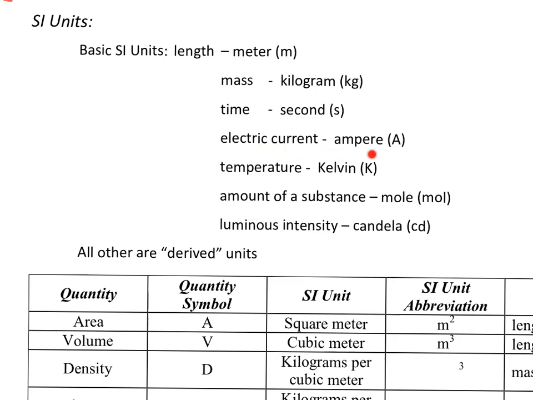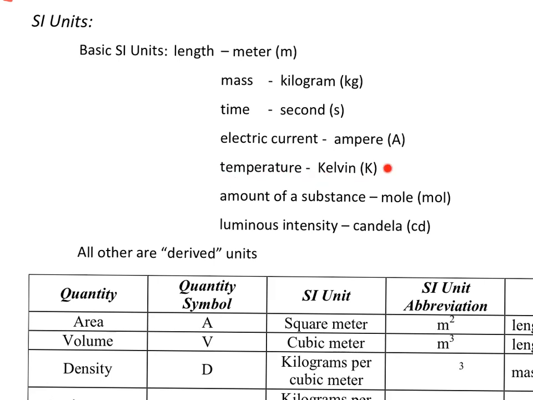Electric current is something that we're not really going to use very much, but it's an ampere. We're not even going to talk about that until AP Chemistry. So if you're not going to take AP Chem or Chemistry in college or Physics, then you're not going to really need to worry about what an ampere is. But it's the SI unit for electric current.